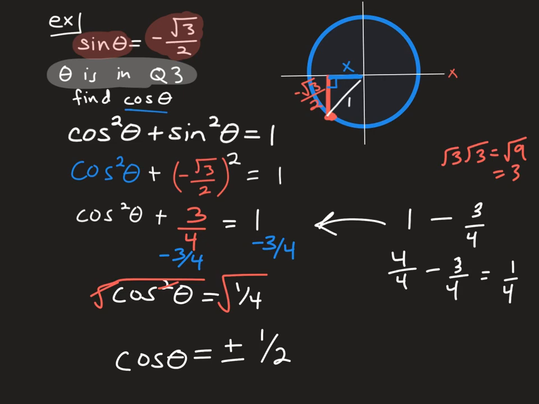But here's where I come back. Let me get my laser here. Here's where I come back to this piece of information that says theta is in quadrant 3. Well, theta is in quadrant 3. What are we finding? Cosine. Cosine is an x value. In quadrant 3, should my x value be positive or negative? Well, x is negative in quadrant 3. Therefore, I want the negative value here, and the cosine of theta is negative 1/2.